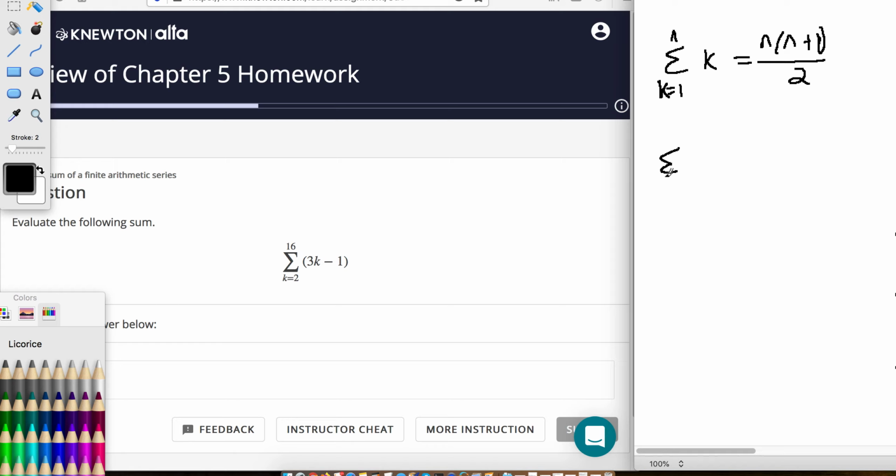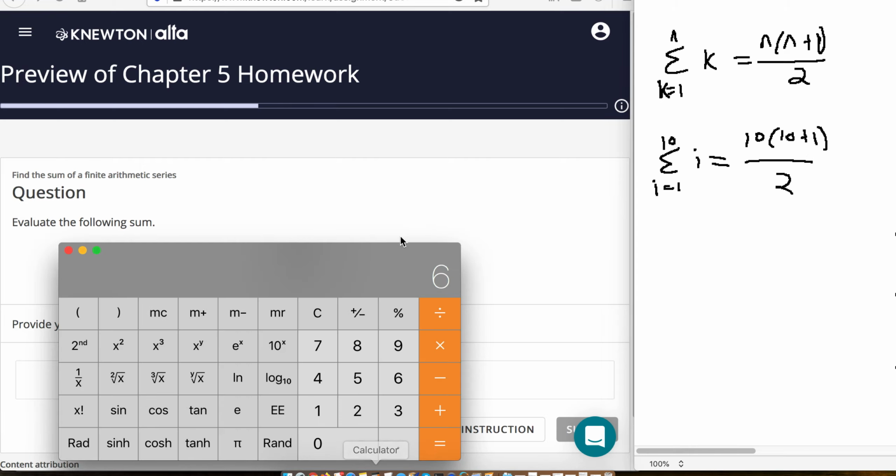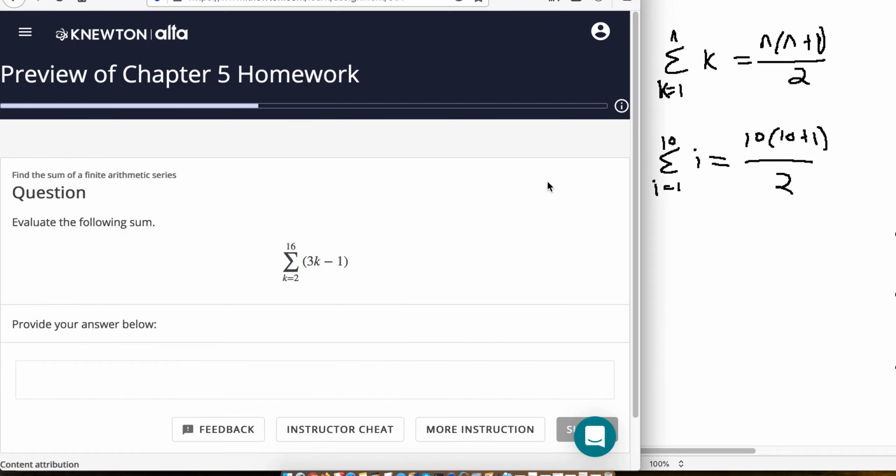So like a quick example is we know how to add, let's use a different letter, i equals 1 to 10, right? A quicker way of doing that is doing 10 times 10 plus 1 over 2. So if you were to do it without my trick formula, you do 1 plus 2 plus 3 plus 4 plus 5 plus 6 plus 7 plus 8 plus 9 plus 10. That makes 55. But if you use my formula up here, 10 times 11 divided by 2 gives you the same thing, right? So that's a shortcut.